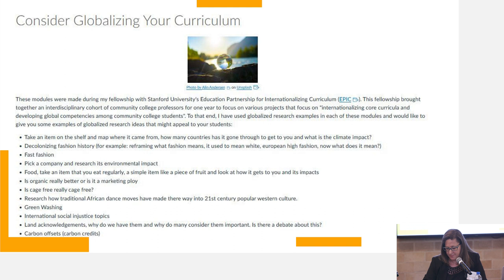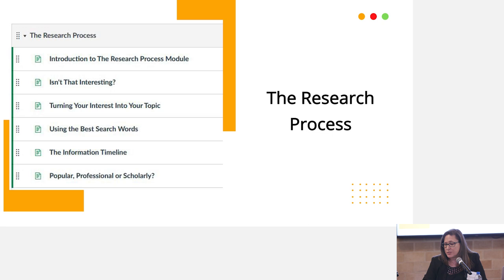The first student module is entitled The Research Process. It takes the student through finding a topic, narrowing the topic, discovering the best keywords for searching, which type of information sources are the best for our particular research needs, and the difference between popular, professional, and scholarly sources.